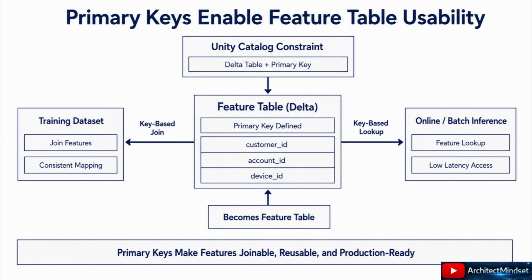Feature tables require defined primary keys such as customer ID, account ID, etc. These keys are what allow features to be joined consistently into training sets and looked up correctly during inference. In Unity Catalog, any Delta table with a primary key constraint can serve as a feature table.